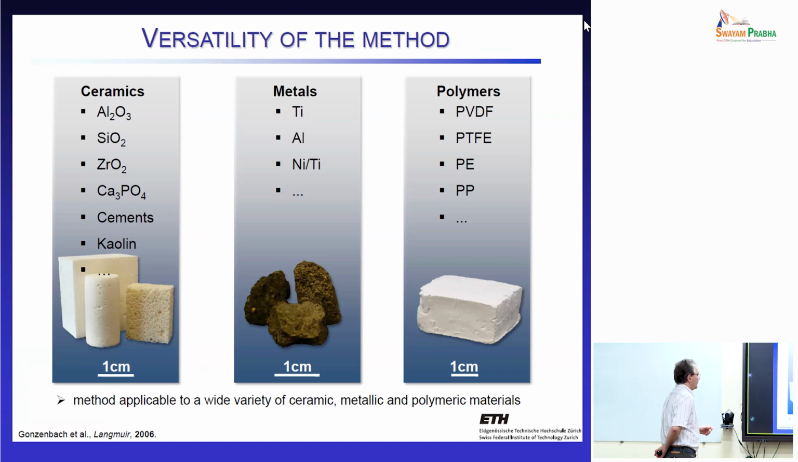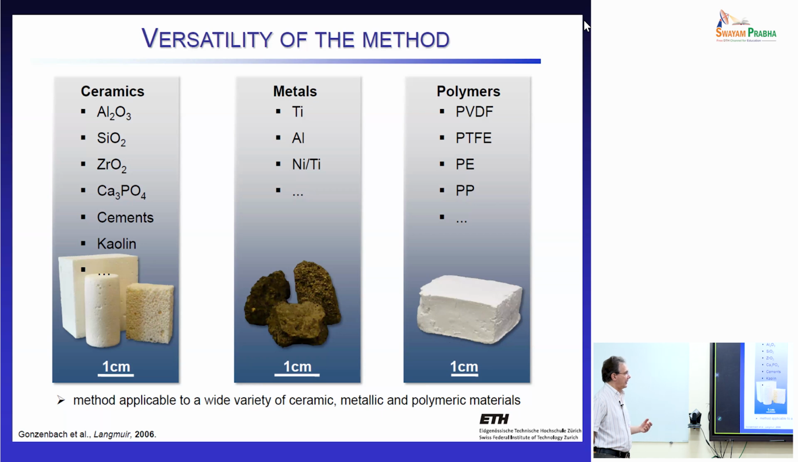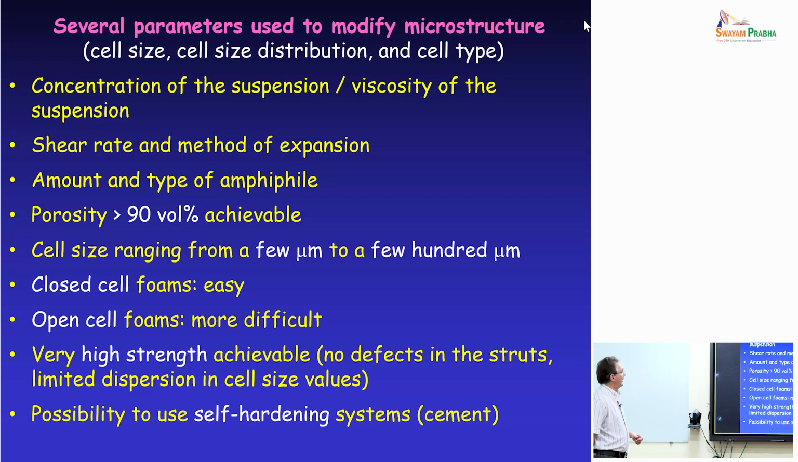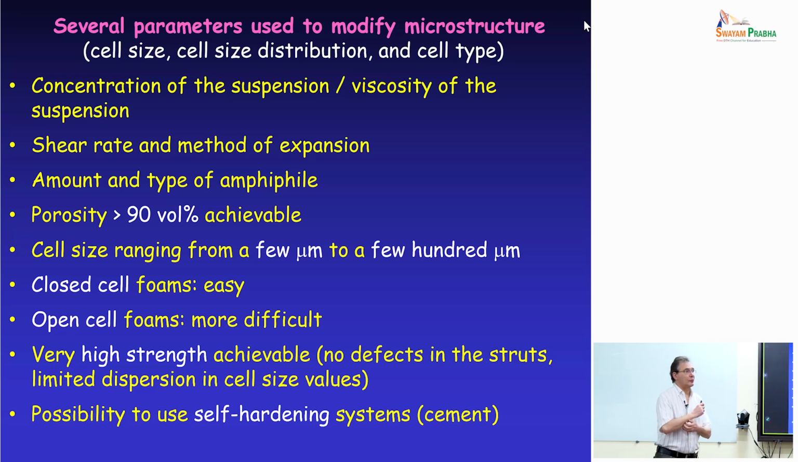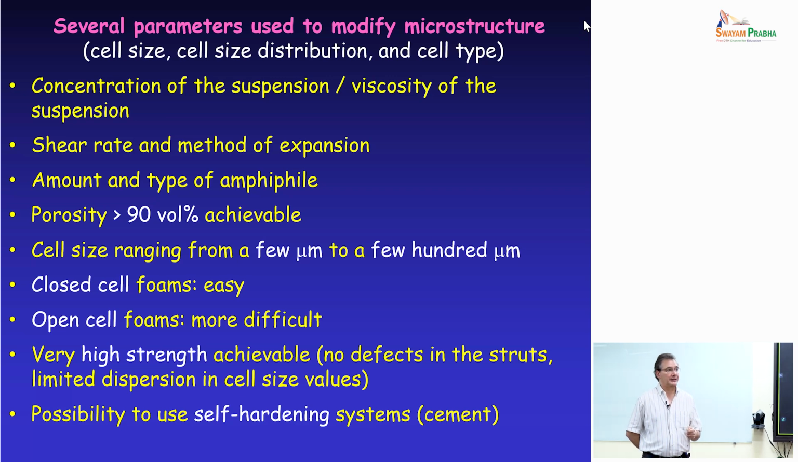One interesting feature of this approach is that you can apply it not just to ceramics, but also to metals and plastics, assuming that it makes sense to apply it to plastics, because typically you can foam them quite easily, maybe not polytetrafluoroethylene though. So there are several parameters that you can use to modify the macrostructure as usual. Of course, the concentration of the suspension, the shear rate and method of expansion, the amount and type of amphiphile. And with this approach, you can obtain very large volumes of porosity, higher than 90 volume percent, and you can obtain very small cells.